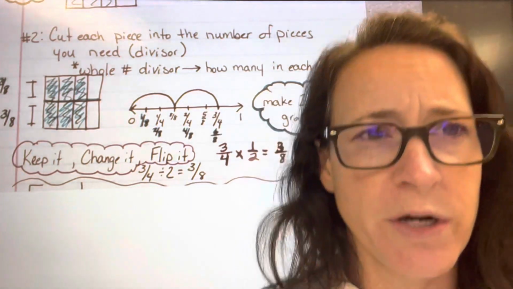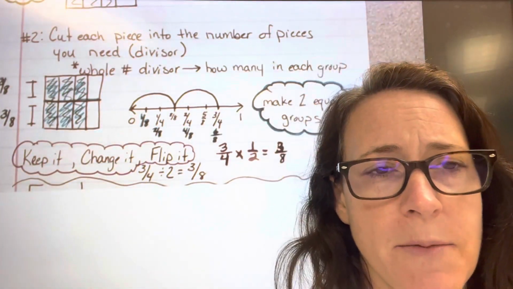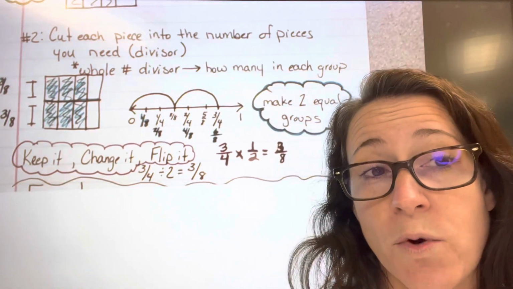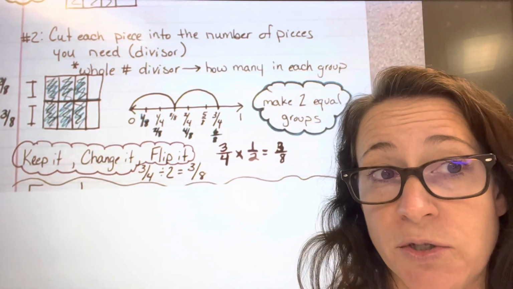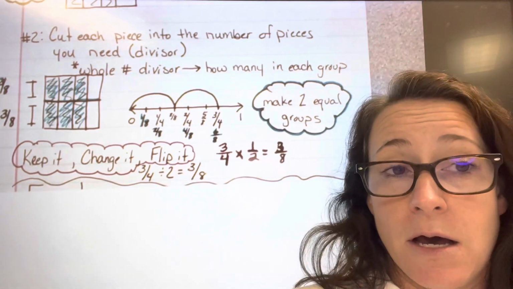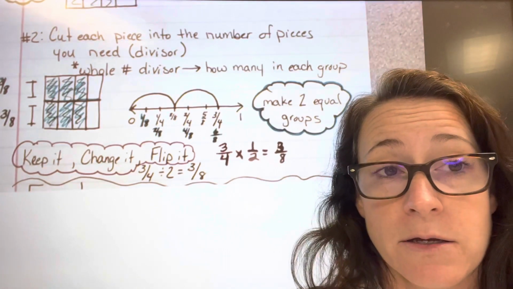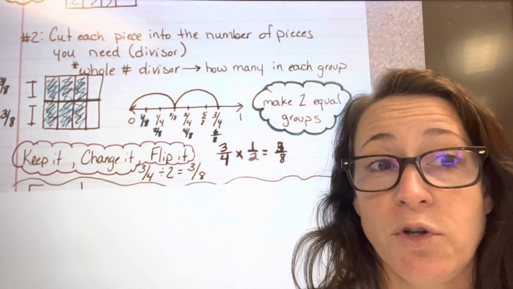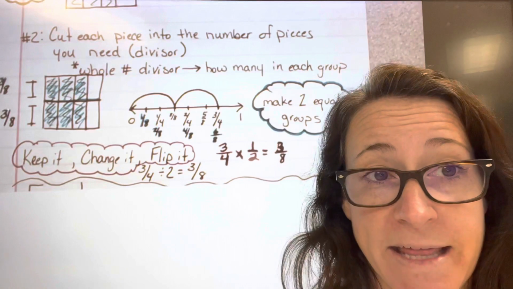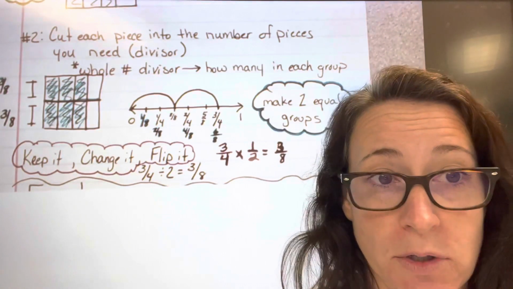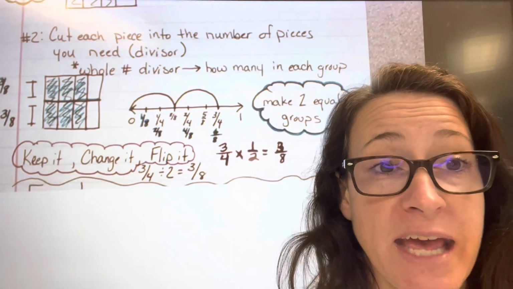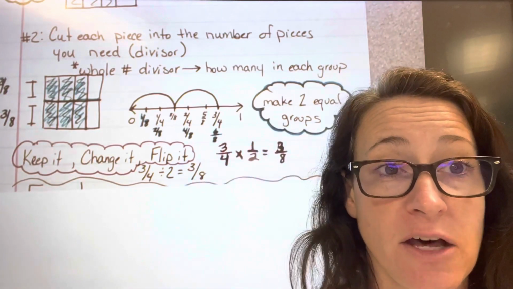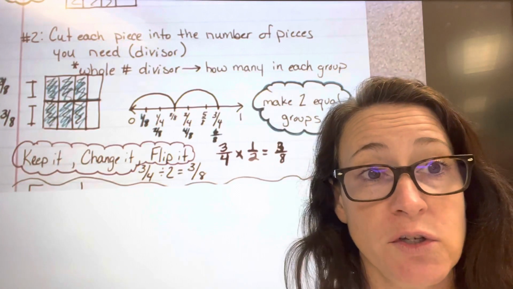Another word that I'm going to start using as we move along in this module is reciprocal. So when you are dividing fractions, you're going to multiply that dividend by the reciprocal. And the reciprocal of any fraction is it flipped on end. So a reciprocal of 2 is 1/2.